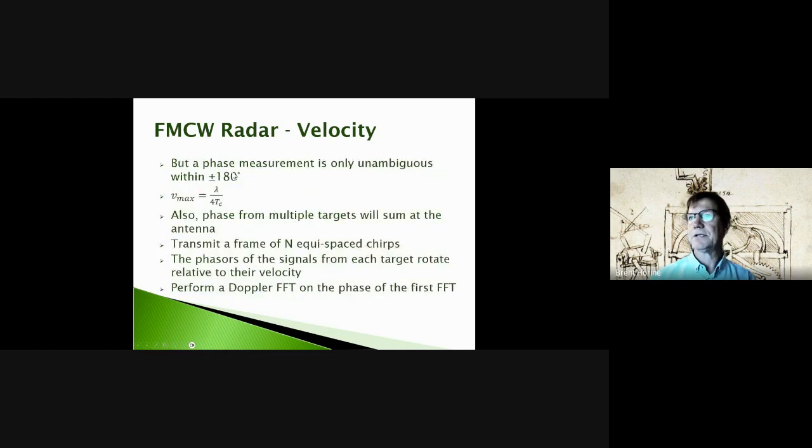So here's that ambiguity issue. And so that sets up a maximum phase that we're able to look at. So we don't want that phase wrapping more than a cycle during that time interval. Right? So we can transmit a whole frame of these chirps and ultimately perform a Doppler FFT.